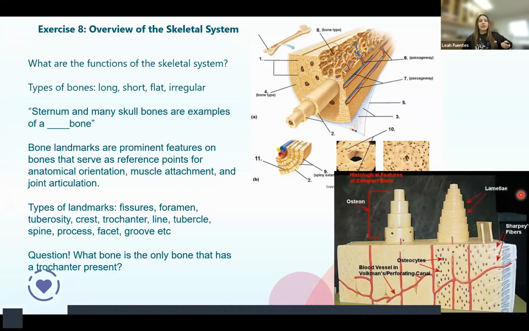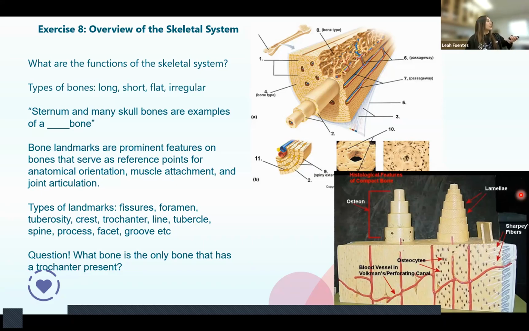Okay, and then I want to spend most of the time on bones because I know that's what everyone's timid about. So types of questions to be asked. What are the functions of the skeletal system? This is exercise 8. Protection, storage, movement, support, yeah. So any of those, I would know about maybe 2 of them, have those in the back of your brain.